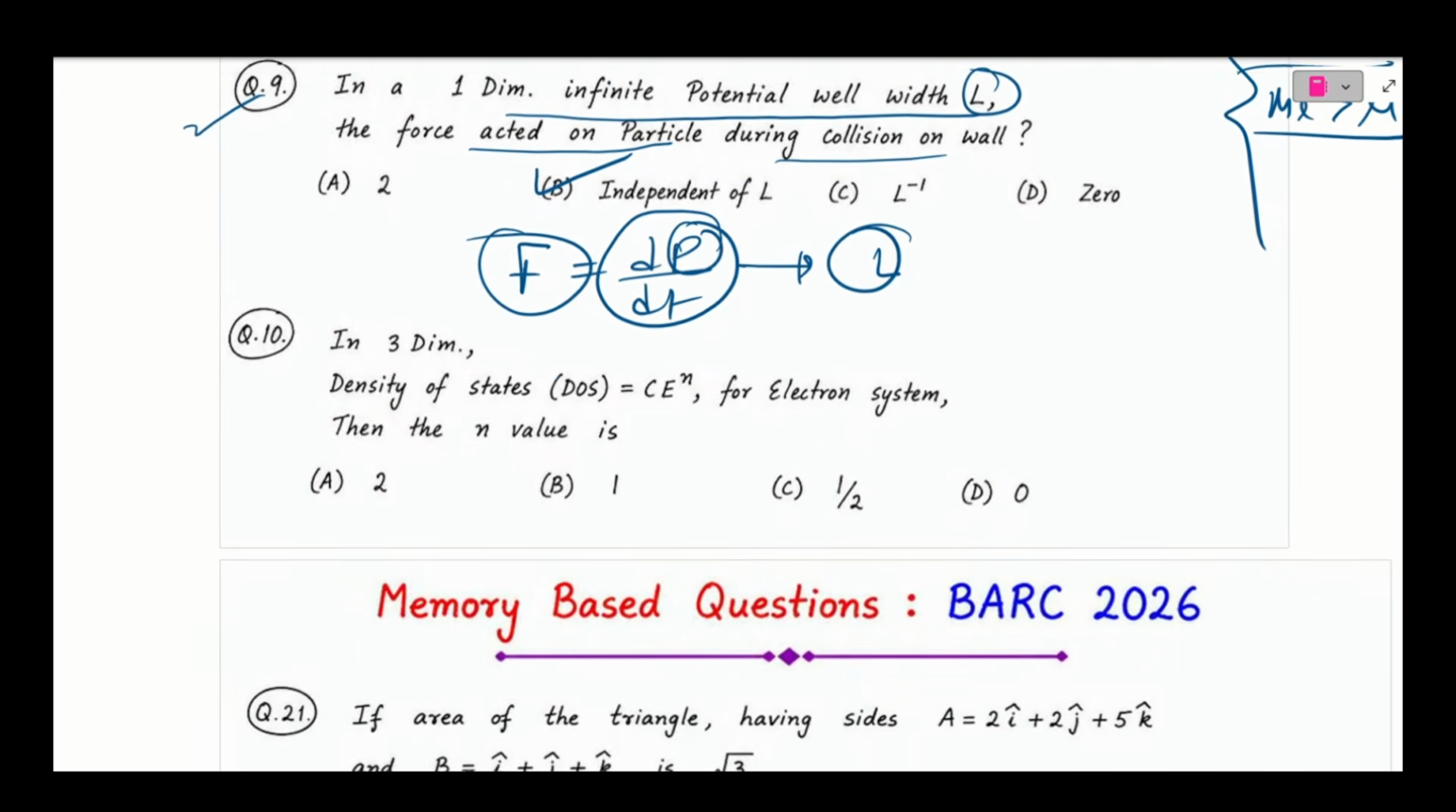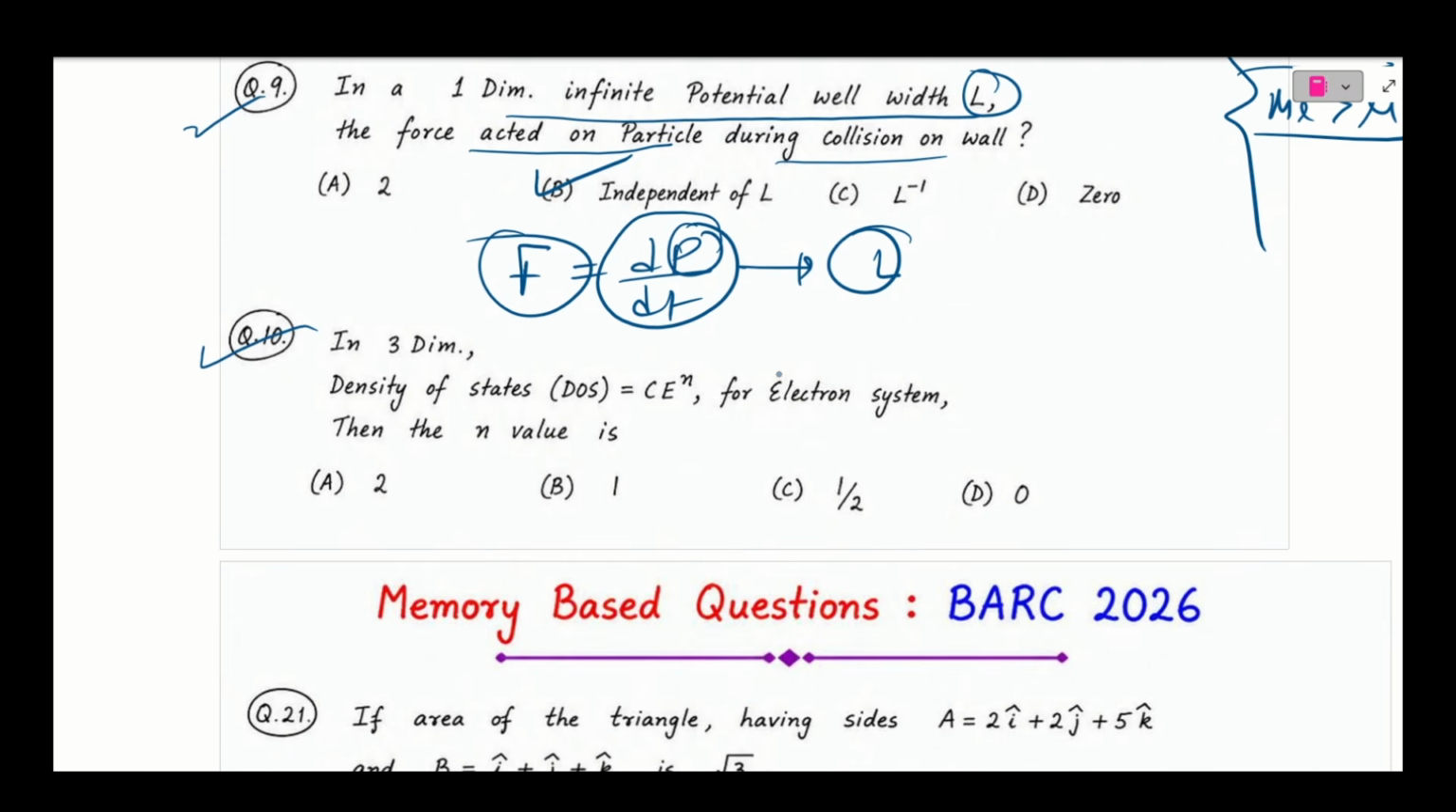Next question number 10. So in three-dimensional, density of state is given by this form, that is varies as E to the power n. So considering electron system, what will be the n value for 3D case? So in general the DOS varies with E like this, d divided by s minus 1. Okay, so what is s? S is nothing but, s is what?